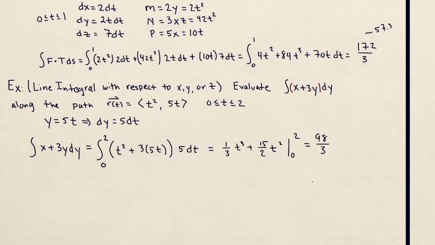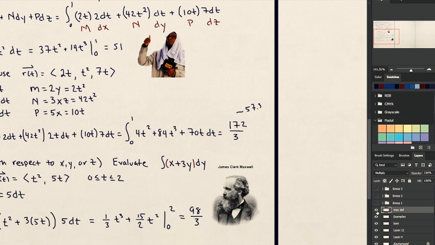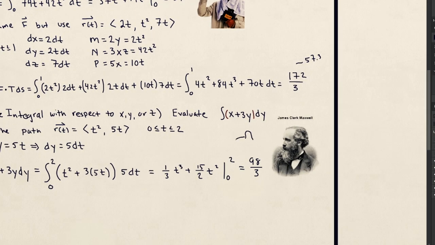And I got 98 thirds. I got a layer for most def. I got a most def layer. Maxwell approves. James likes it. He gives it the thumbs up.